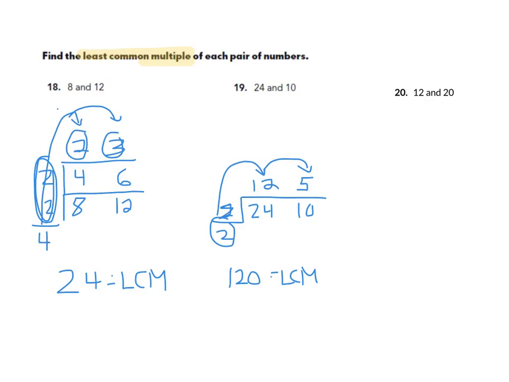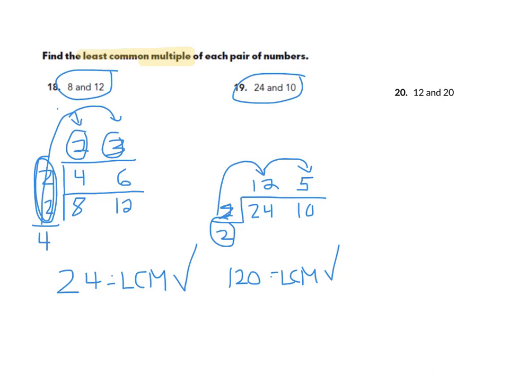If I were just to multiply 24 and 10, that gives me 240, which is a multiple, but it's not the least common multiple. And over here, if I look at 8 and 12, I could multiply them and get 96. It's a multiple, but it's not the least common multiple. Look at number 20 here at the end, 12 and 20, and see the first place that they meet up. If you can find the factors they have in common first and then multiply it by what's left, you'll be able to find your answer. So if you want to pause it here and try that one, I'll go over it in a minute.